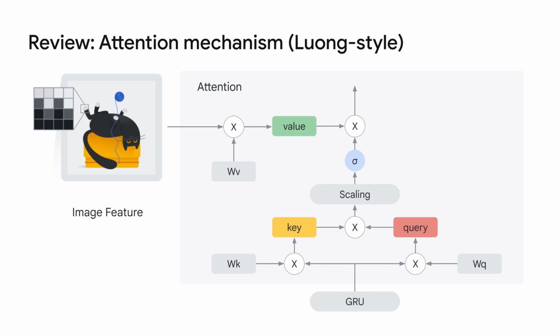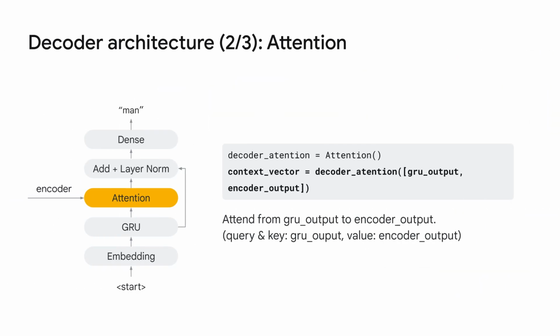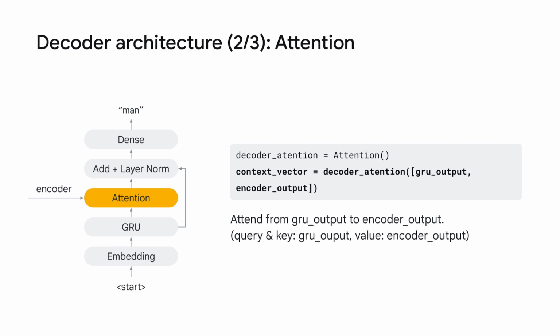But the unique thing here is, it pays attention to image features from text data. By doing so, it can calculate the attention score by mixing both information. Going back to code, you can see this attention layer takes two inputs, GRU output and encoder output. Internally, GRU output is used as attention query and key, and encoder output as value.